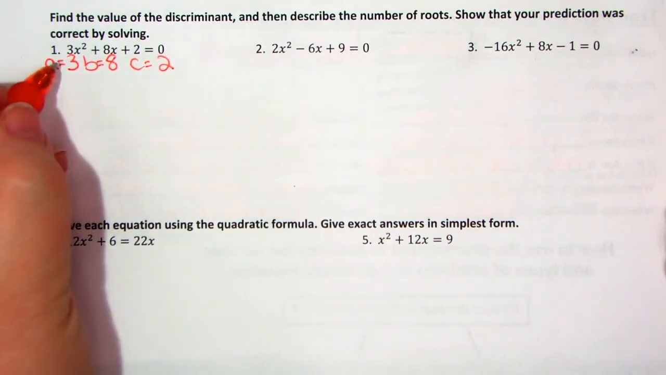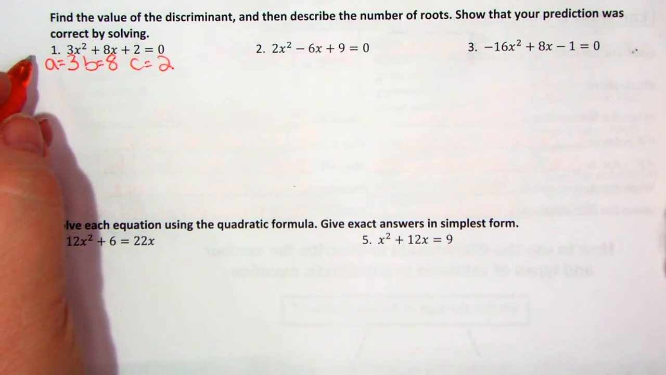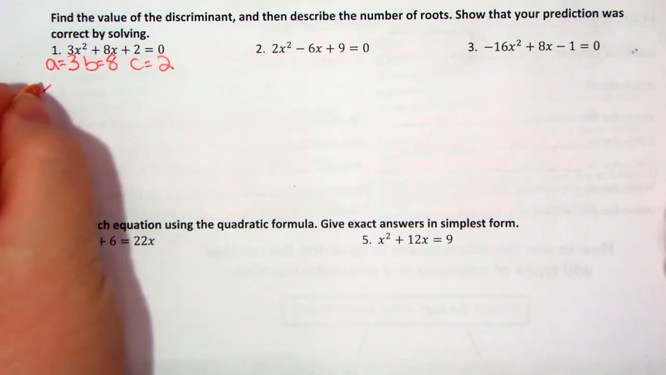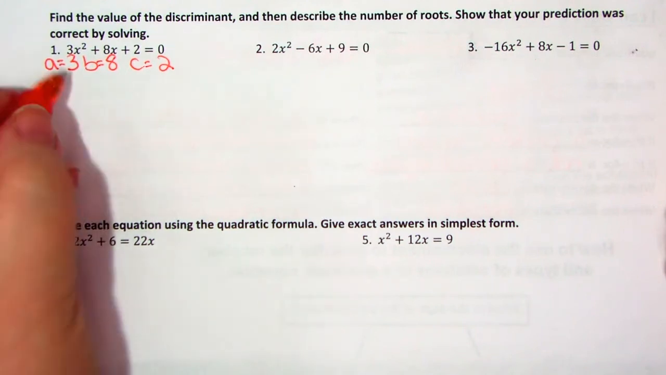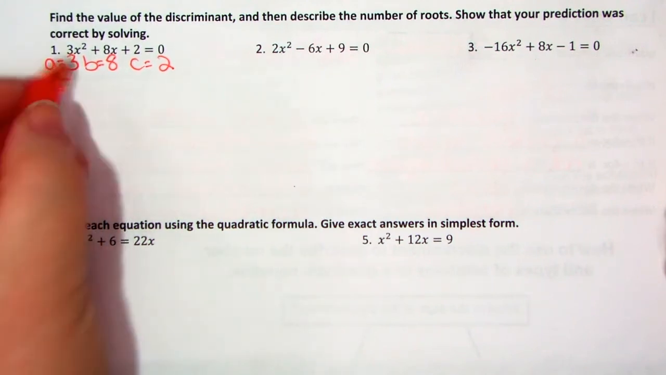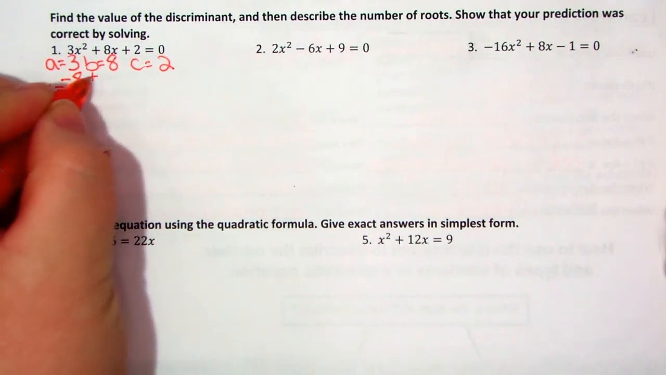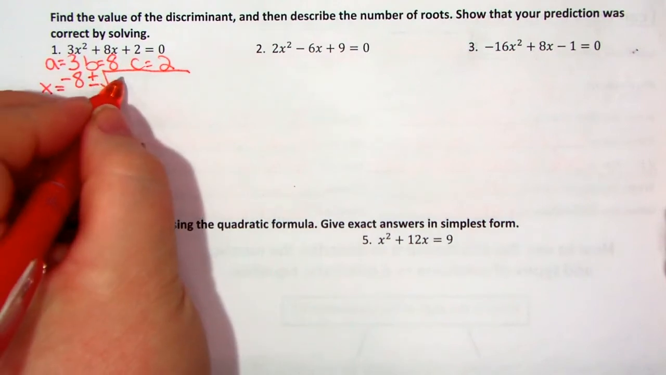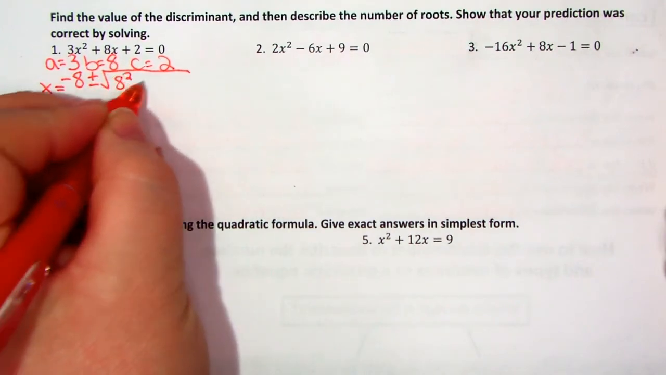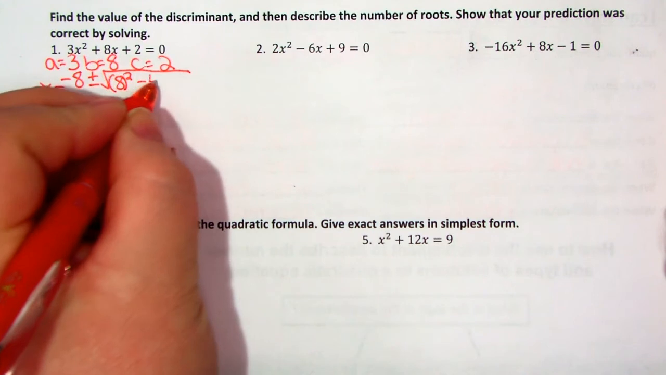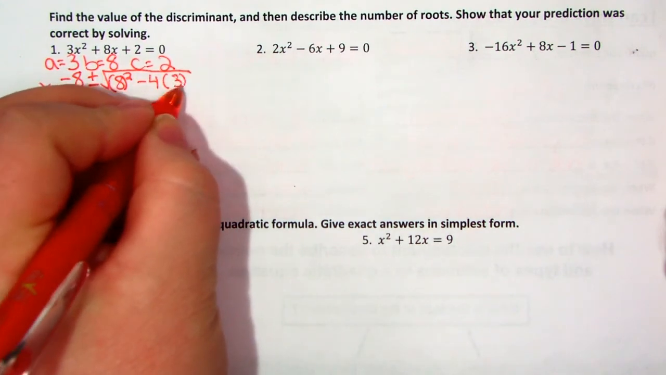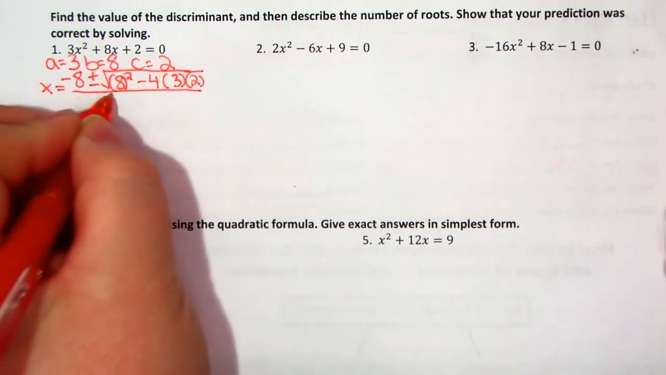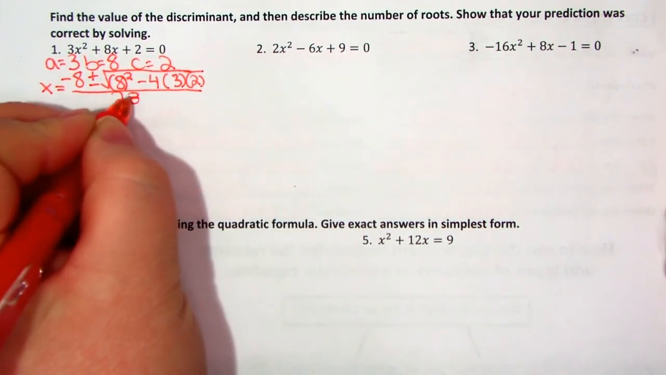The discriminant can be found underneath the radical. I'll go ahead and plug this into the whole equation to show you what it would look like. So we have negative b plus or minus the square root of b squared minus 4 times a times c, and all of that will be over 2 times our a. Oops, a is 3.